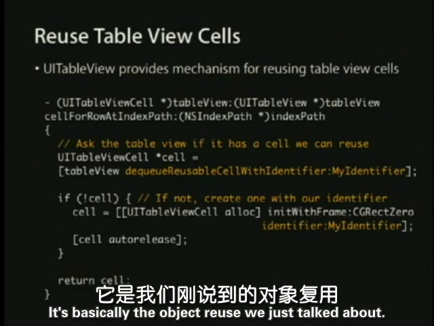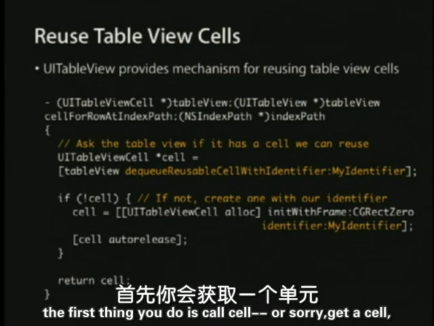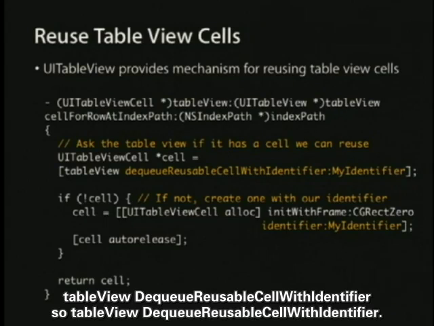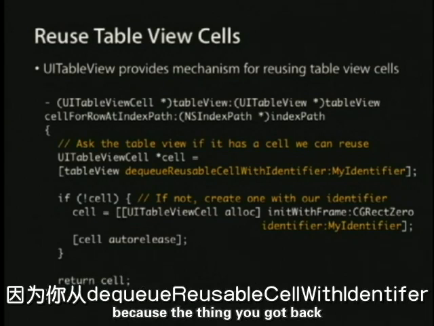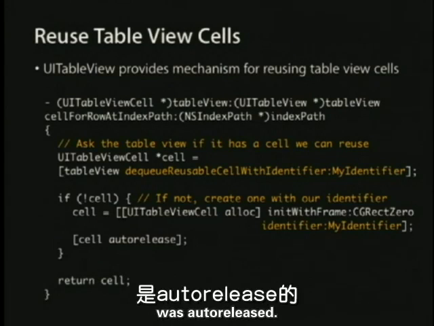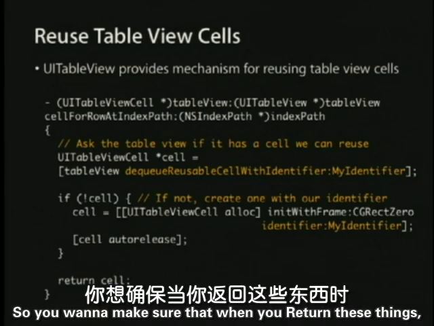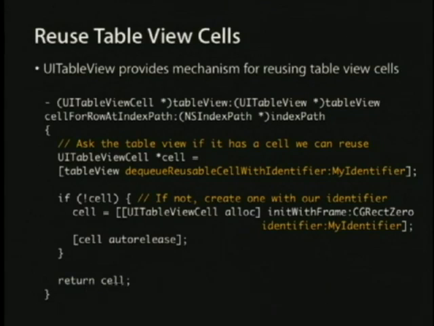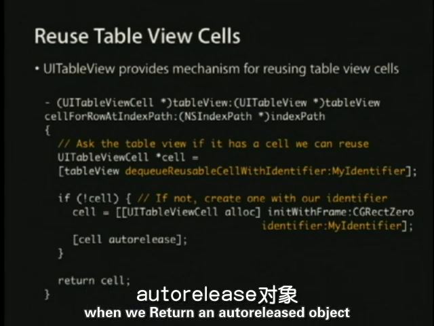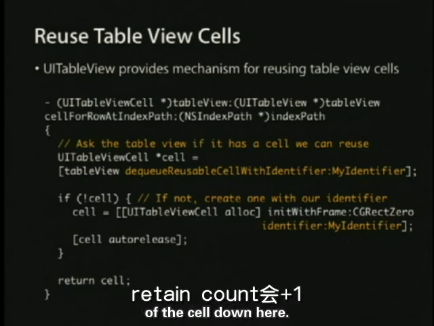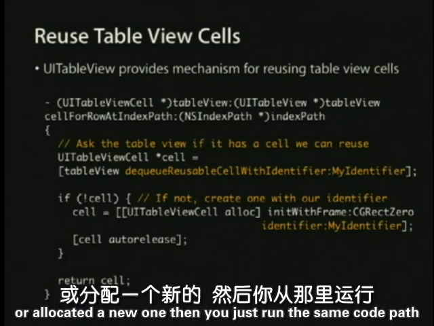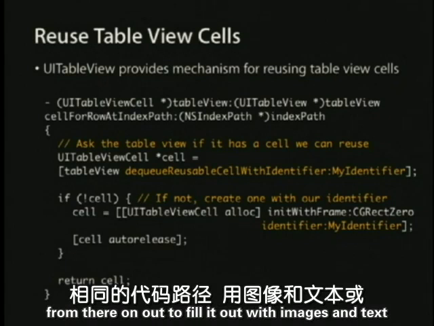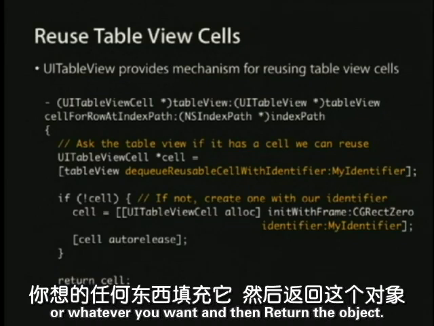It's basically the object reuse we just talked about. In your tableView:cellForRowAtIndexPath: method, the first thing you do is get a cell, so tableView dequeueReusableCellWithIdentifier. If you didn't get one, so cell's still nil, then you can allocate a new one and autorelease it, because the thing you got back from dequeueReusableCellWithIdentifier was autoreleased. So you want to make sure that when you return these things, in this case +1 retain count, you also return an autoreleased object. And then you do your configuration of the cell down here. In either case, you've either dequeued a reusable one or allocated a new one. Then you just run the same code path from there on out to fill it out with images and text and whatever you want, and then return the object.